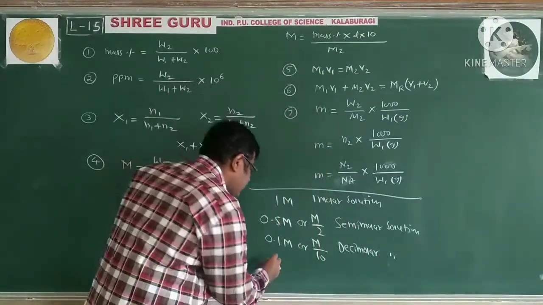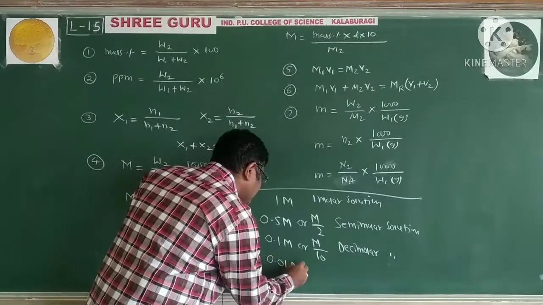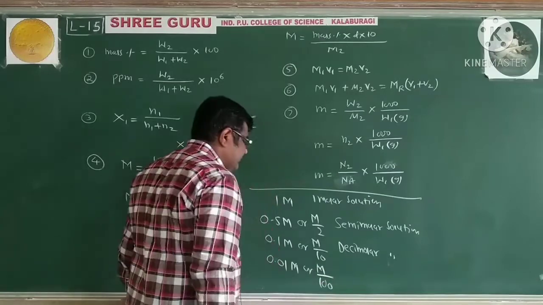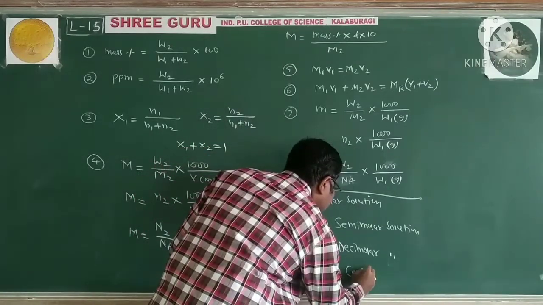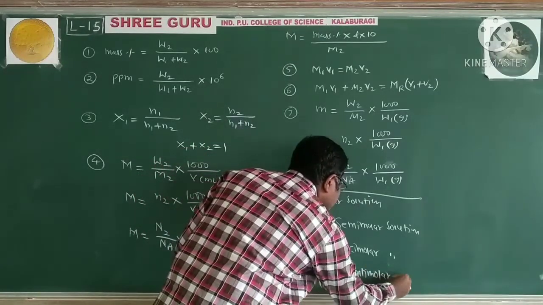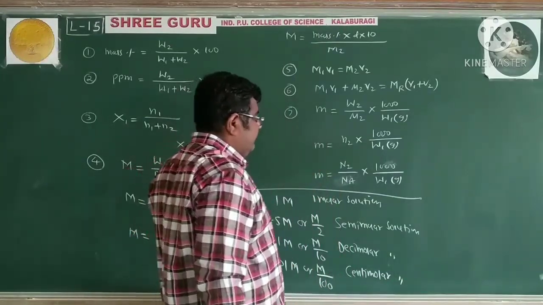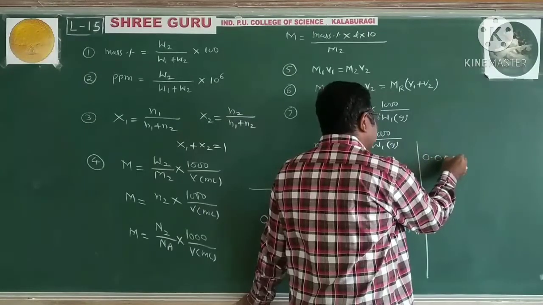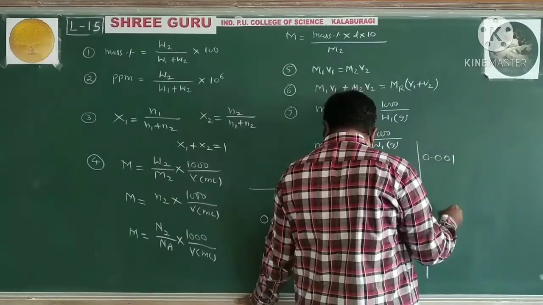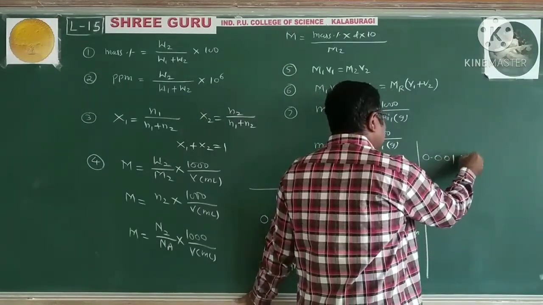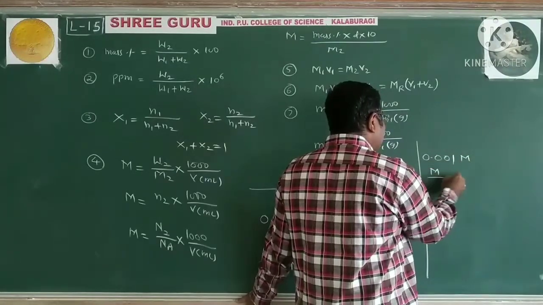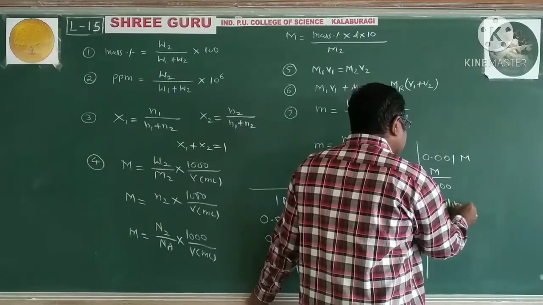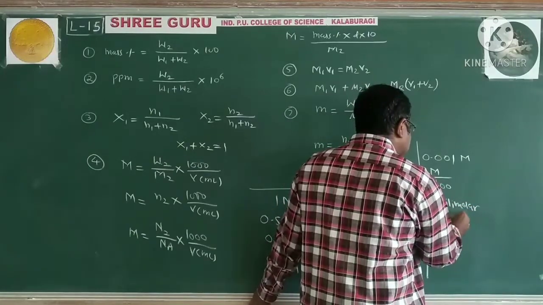Then 0.01 molar, M by 100, is called a centimolar solution, and 0.001 molar, nothing but M by 1000, is called a millimolar solution.